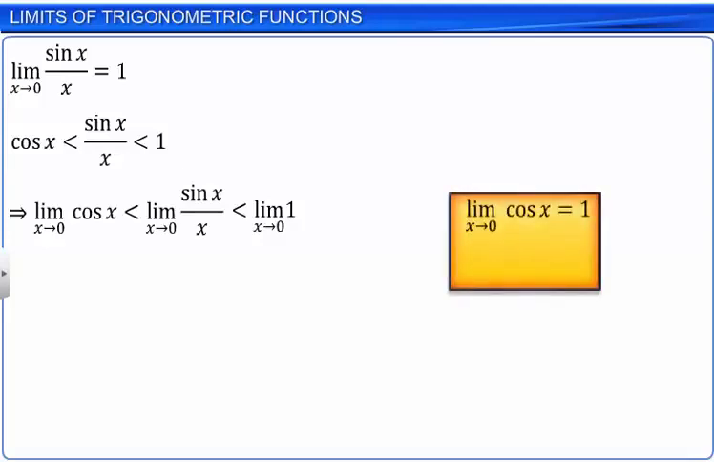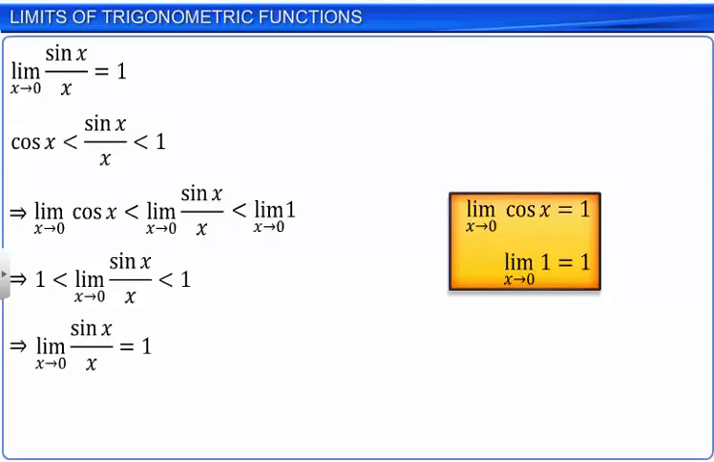At 0, the limit of the function cos x is 1. The limit of the constant 1 is 1. Therefore, the expression takes this form. Therefore, according to the sandwich theorem, the limit of the function sin x divided by x is sandwiched between 1 and 1.